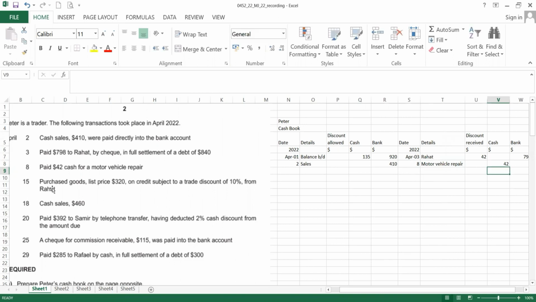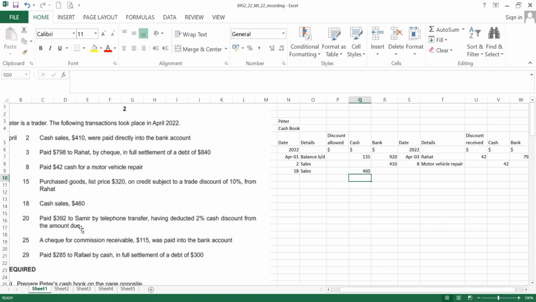Next is that purchase goods, list price 320, on credit, subject to the 3% discount. The moment it's on credit, don't put it into the cash book. Credit means didn't pay. The double entry is debit purchases, credit Rahat. On the 18th, cash sales. So this is a sale again, but under the cash, 460.